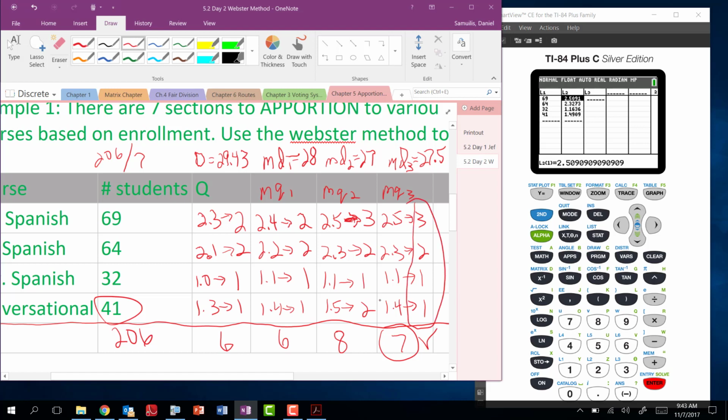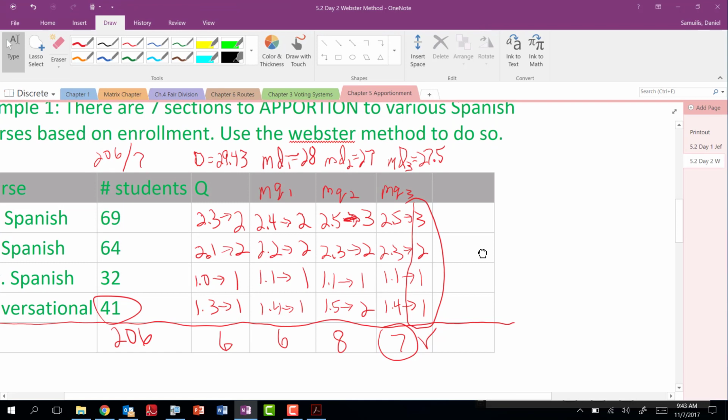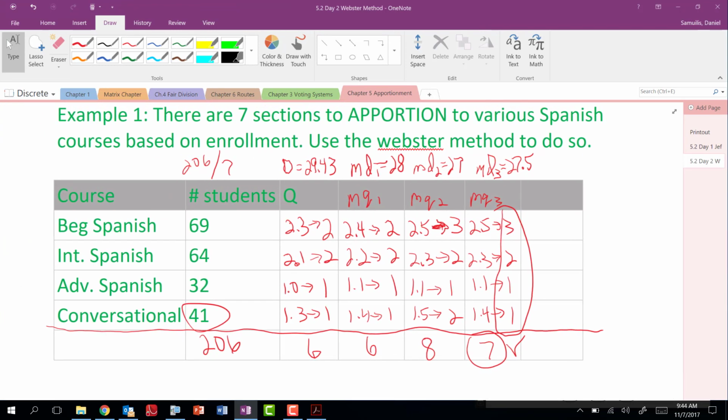Oh, 1 teacher for 41 students. Rough. 41 teenagers. Yeesh. That's you guys. Does that make you upset?